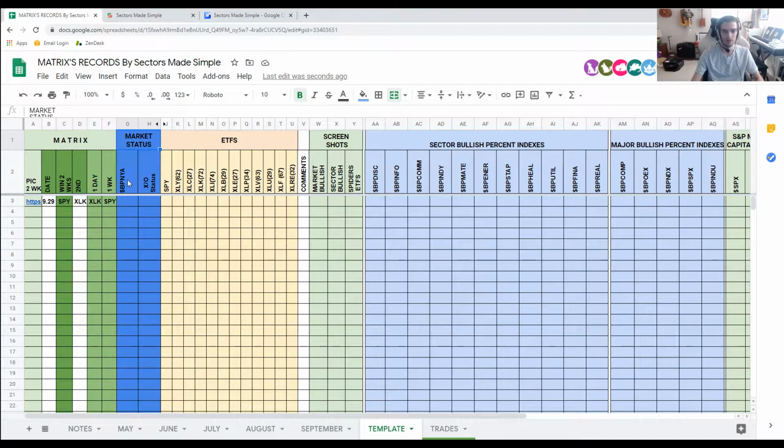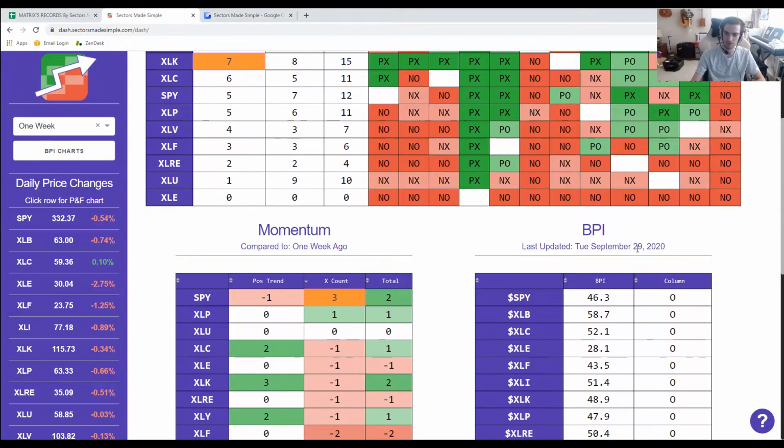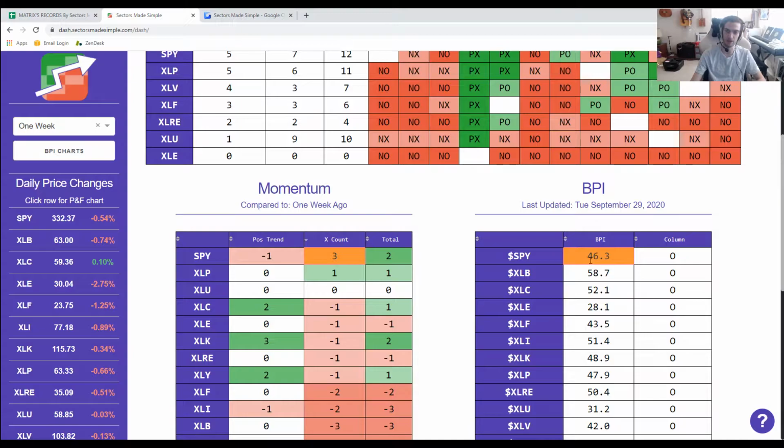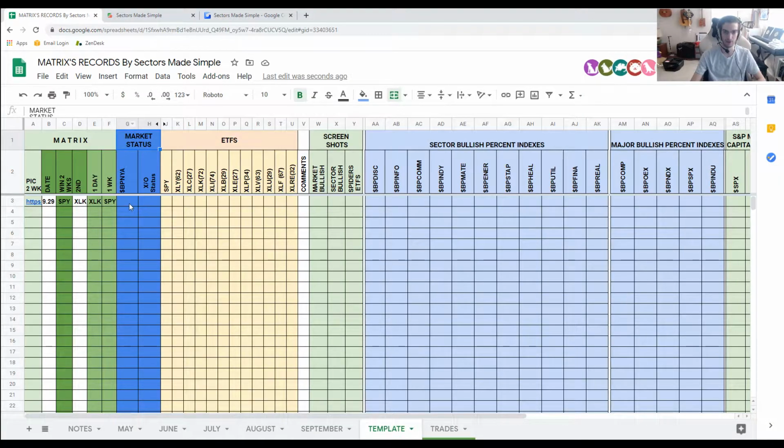So the first place you can get it is the simplest place, which is the matrix. SPY is going to be the S&P 500's bullish percent index. So under bullish percent, we can see SPY is at 46.3 in a column of O's. Now, that is just the S&P 500. What if you wanted to say, I don't just want the top 500, I want the entire market?